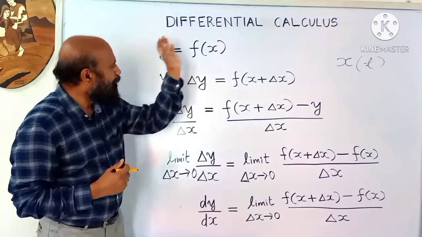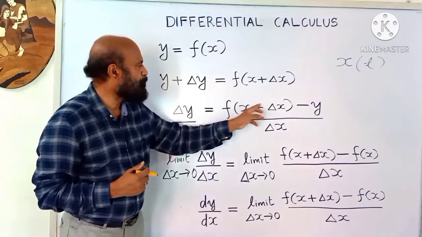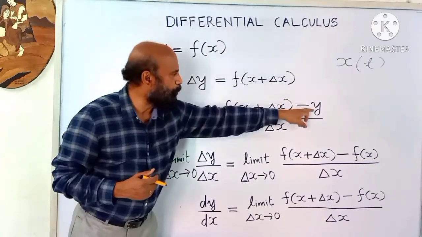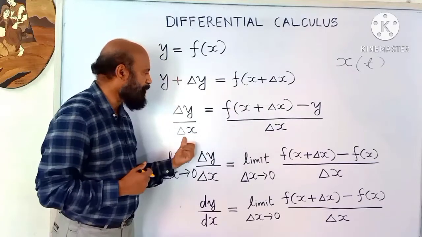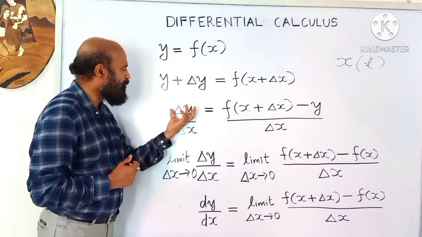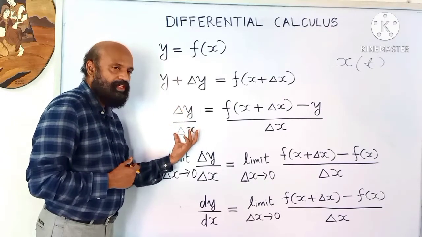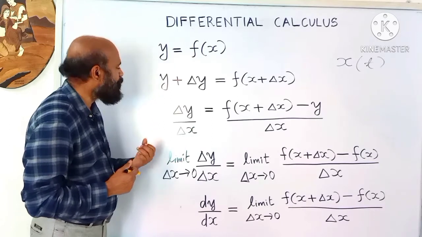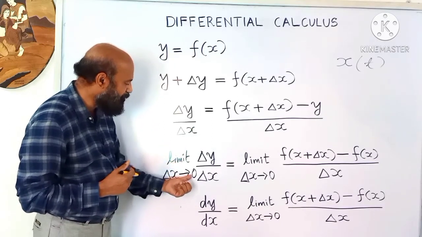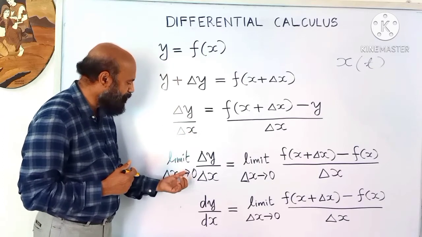Take this y to the other side. So you will get delta y, which is equal to f of x plus delta x minus y. Then divide both sides by delta x. So you will get delta y by delta x, where delta y is the small change in y and delta x is the small change in x. Now take the limit delta x tends to 0. That means the change in x is very, very small.